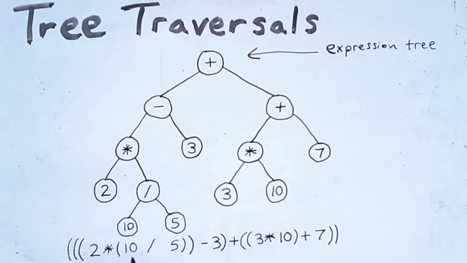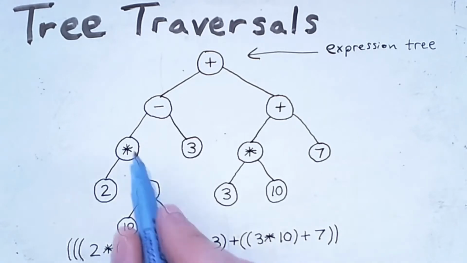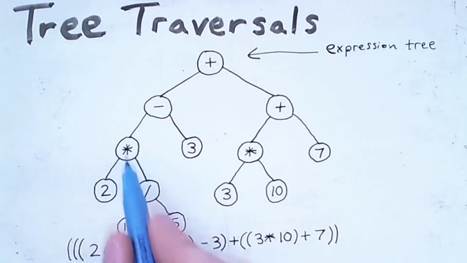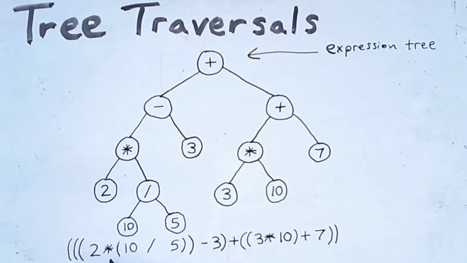If we go all the way down, we eventually have numbers or operands in the leaf nodes. So here we have a left subtree, which is a leaf node with 10. So we have 10 divided by 5. And that is in parentheses. That is a whole subexpression, which is to the right of this multiplication operator, which is shown here.